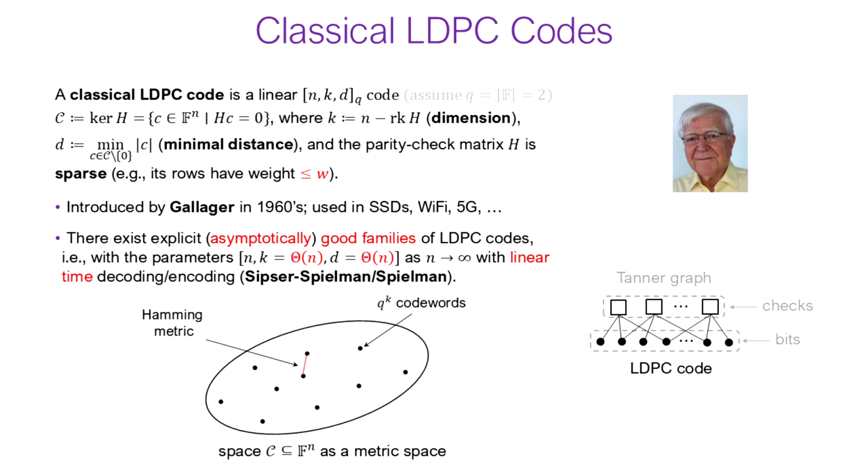It is known that already in the 60s, Gallager managed to show that there exist good families of LDPC codes. And by good, I mean that their main parameters are asymptotically good. So the dimension grows linearly and the distance grows linearly.